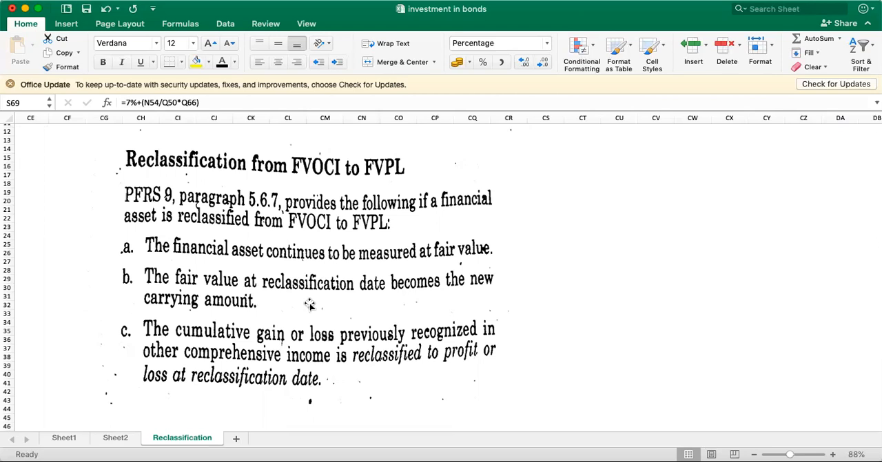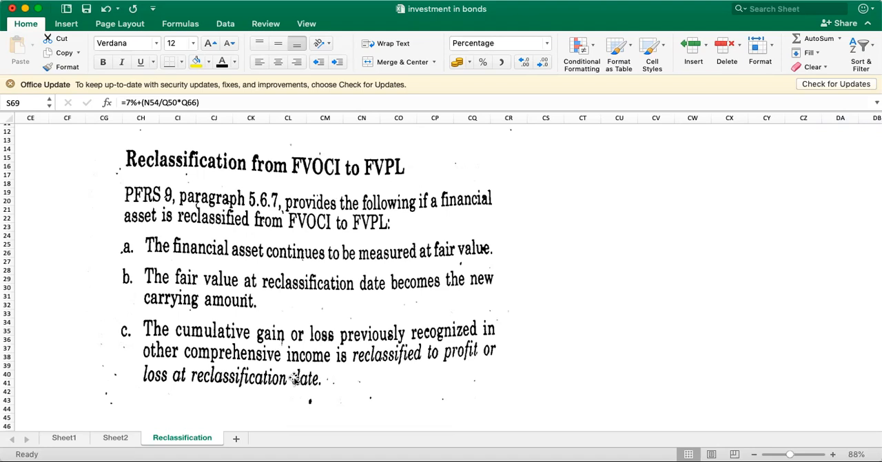The cumulative gain or loss previously recognized in other comprehensive income is reclassified to profit or loss at reclassification date. Take note that this is a debt instrument. This is only applicable for debt instruments. So it's the same way as if na-realize din yung FVOCI investment mo, right? So cumulative gains and losses, since it's a debt instrument, once realized or recognized, because the classification changed, are closed or recycled to your profit or loss account at reclassification date. Because this is, again, a debt instrument. But if this is an equity instrument, we recycle the cumulative gain or losses to retained earnings. But reclassification is not applicable to equity instruments. So it's only applicable to debt instruments.